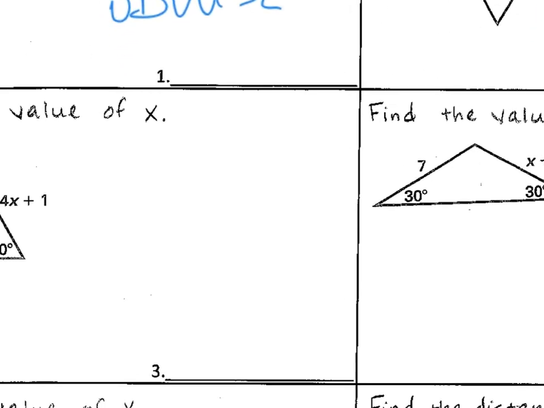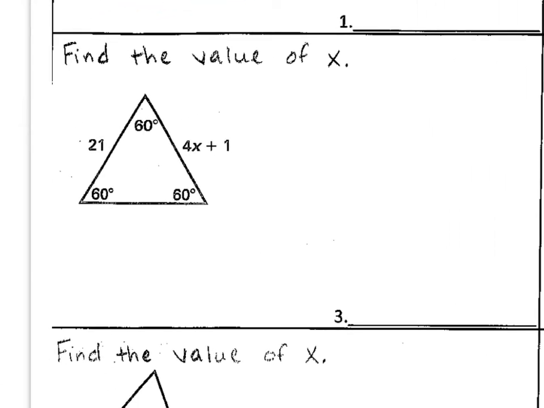Looking down at number 3, let's zoom in a little bit. We need to find the value of x. One thing you need to keep in mind is notice that if all three angles are the same, so would all three sides also be the same. And to set this up, you're just going to want to set this side equal to this side and solve for x.